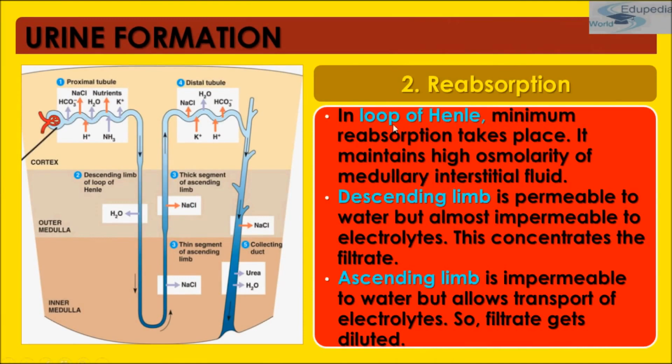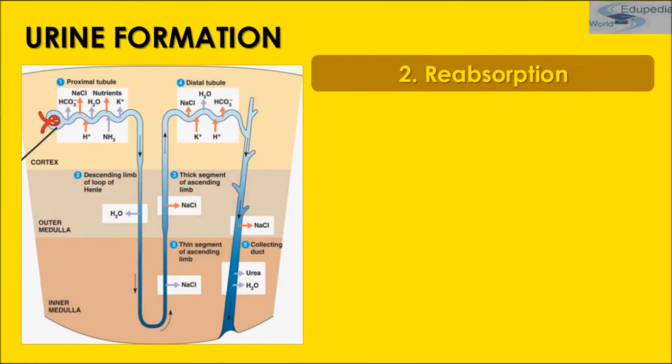This I have already taught you, the loop of Henle. This is the descending part and this is the ascending part. In the descending part, minimum reabsorption takes place and it maintains high osmolarity of medullary interstitial fluid. The descending limb is permeable to water but almost impermeable to electrolytes, and this concentrates the filtrate. Whereas the ascending loop of Henle is impermeable to water but permeable to electrolytes. It is just opposite to the descending limb of the loop of Henle, so the filtrate gets diluted.